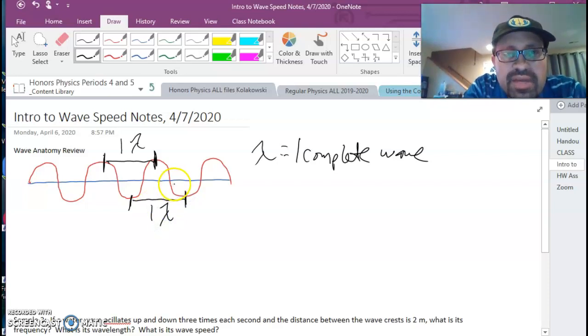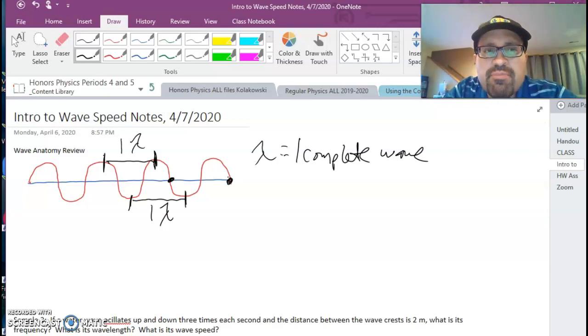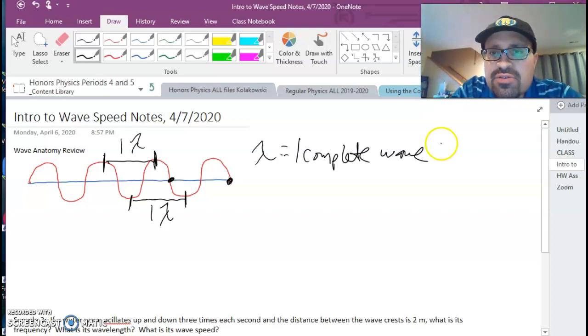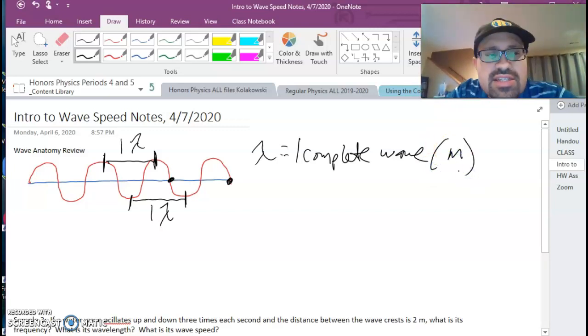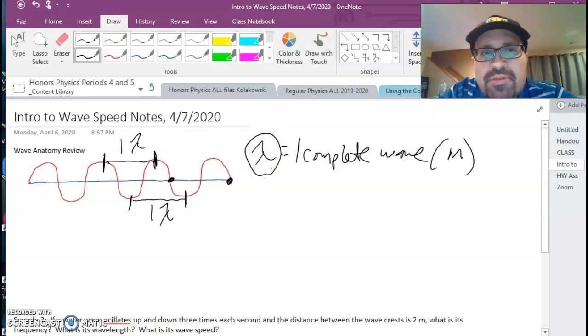You could also go from, say, this point here to this point here. That's one complete cycle, one complete to and fro. So there's a lot of different ways you can measure that off of a wave that's propagating. In this case, this is a transverse wave. The bottom line is it's measured in meters, in the base metric system. It's the distance from crest to crest or trough to trough, or somewhere else, as long as you're allowing the wave to propagate through one complete cycle. This again is called lambda. It's a Greek letter and represents wavelength.